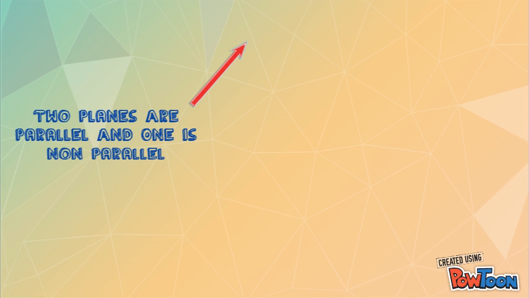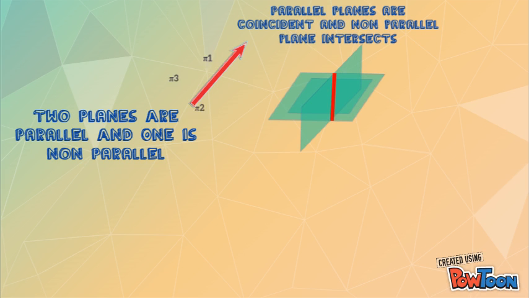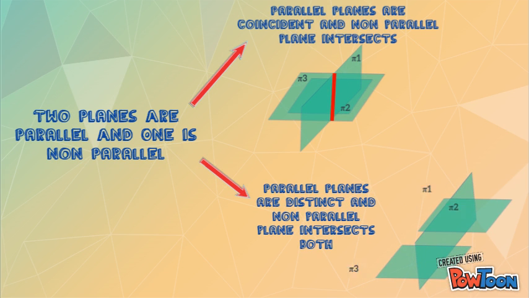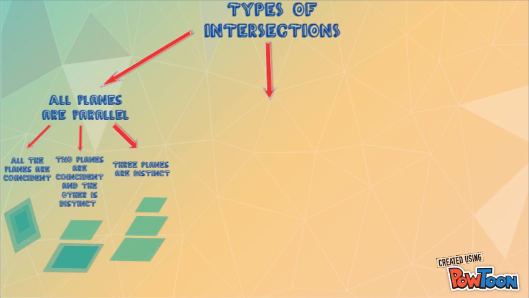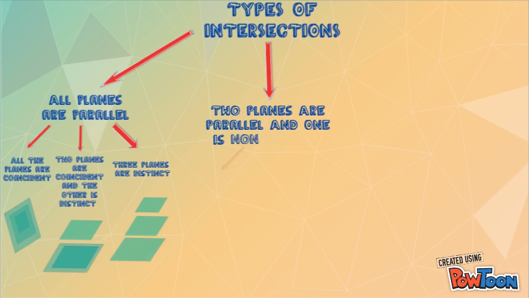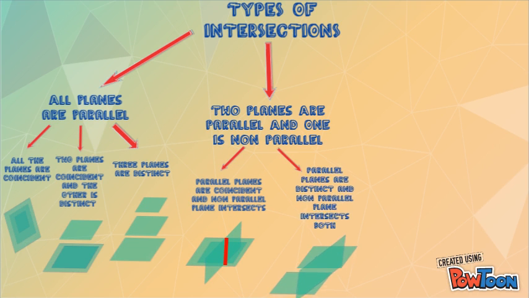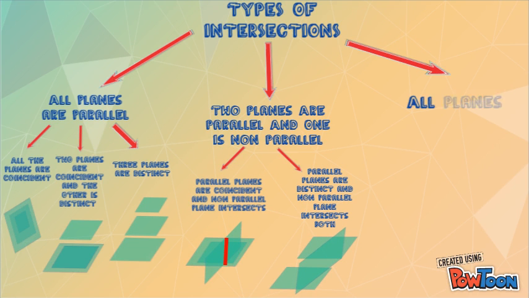There are two possible scenarios for this case: when the parallel planes are coincident and the non-parallel plane intersects, and when the parallel planes are distinct and the non-parallel plane intersects both. Now we know that there are two possible cases for when two planes are parallel and one is not parallel. Next, we will focus on when all the planes are not parallel.